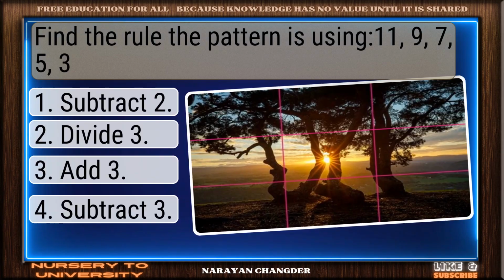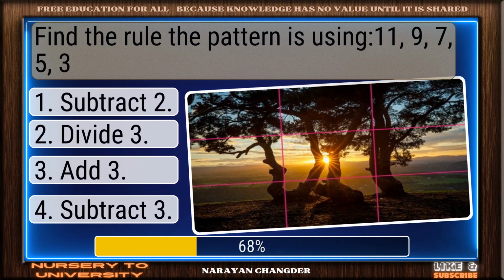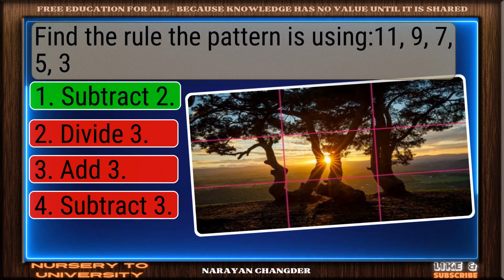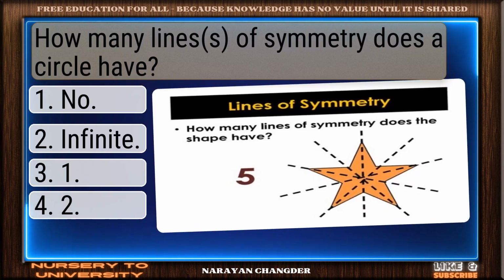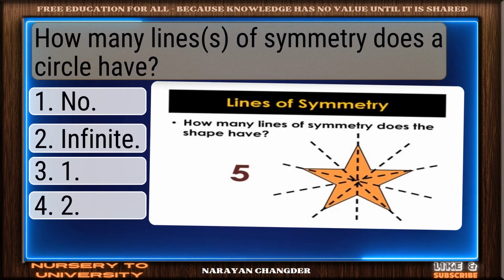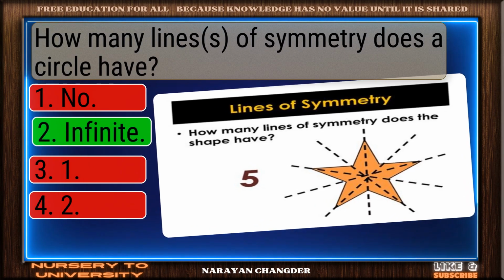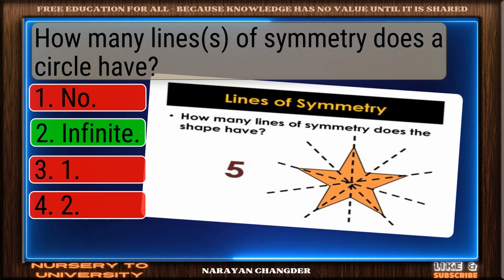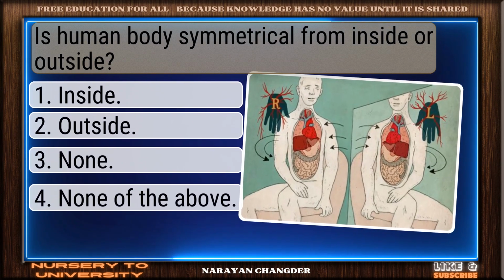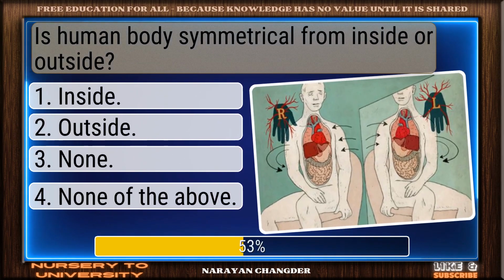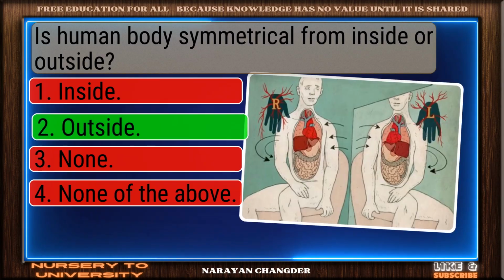Find the rule the pattern is using. 11, 9, 7, 5, 3. Sharp thinking. Subtract 2 is the right choice. How many lines of symmetry does a circle have? On track. Infinite is the correct answer. Is human body symmetrical from inside or outside? You're right. Outside is the correct answer.